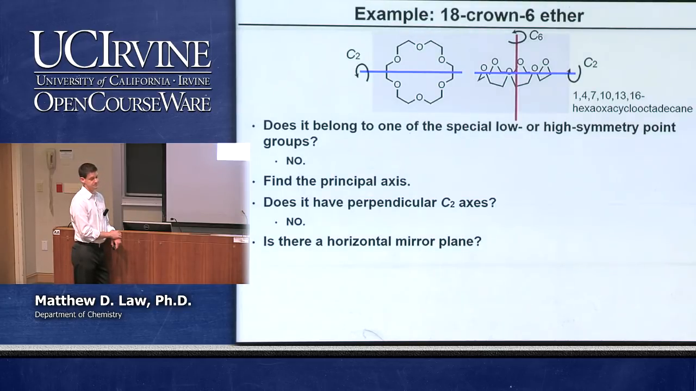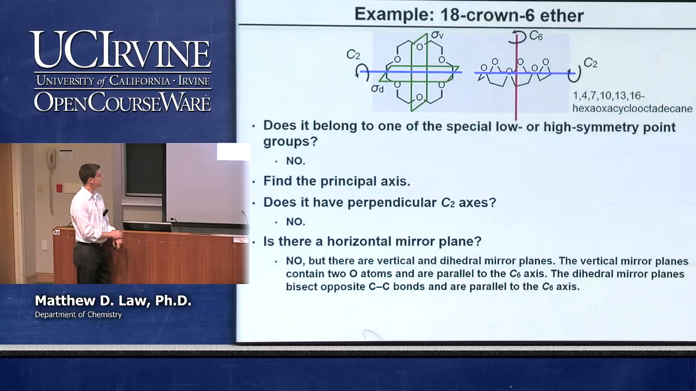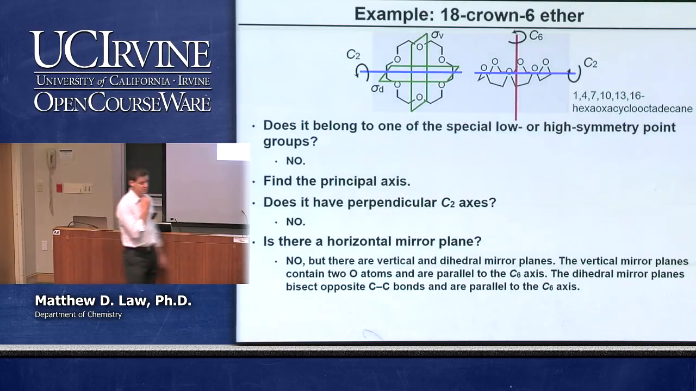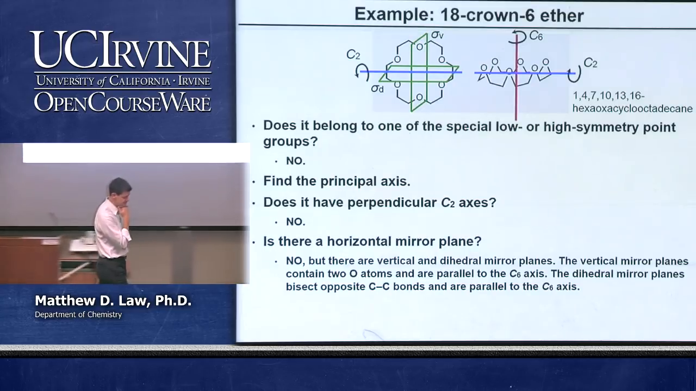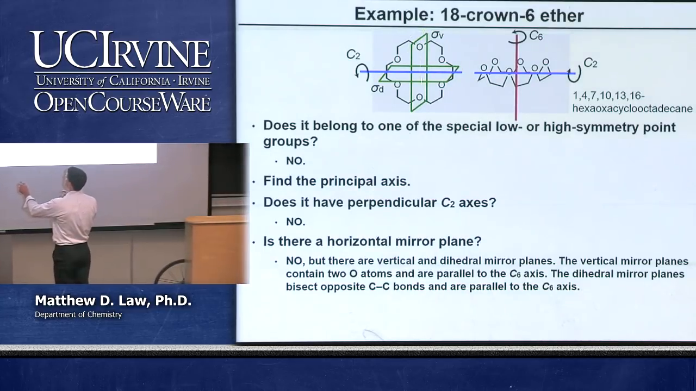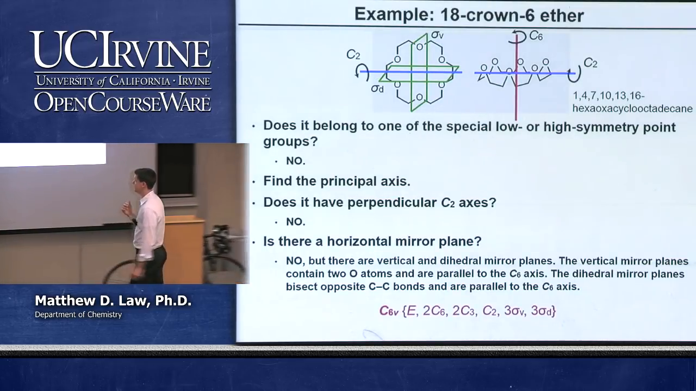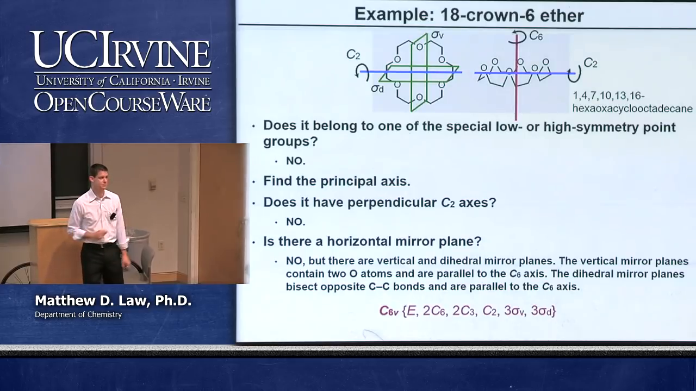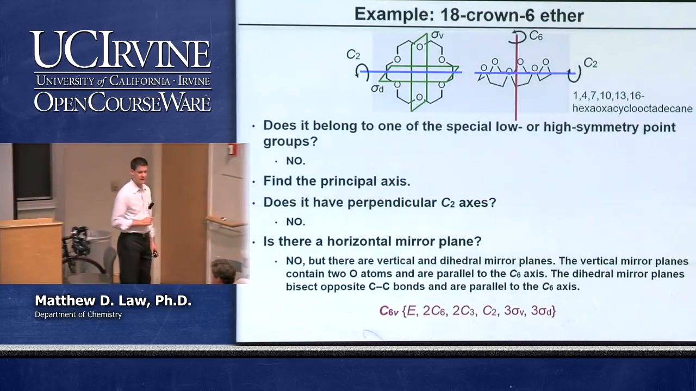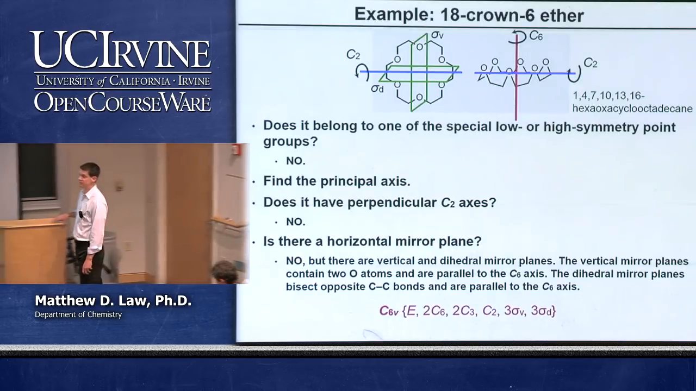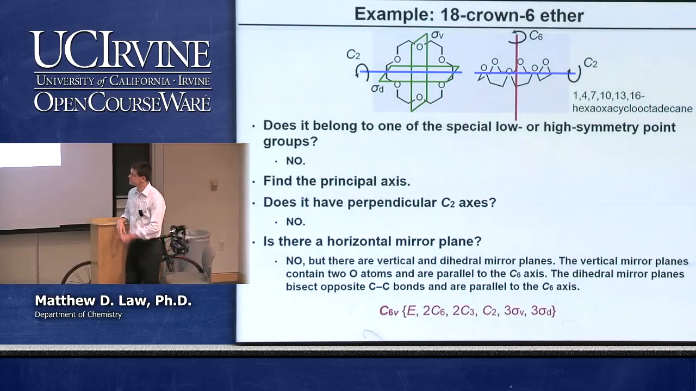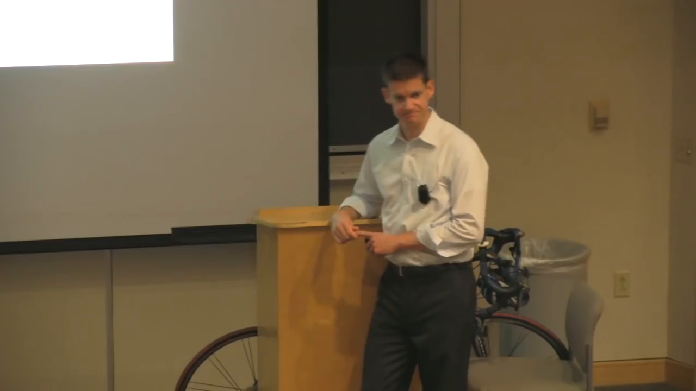Is there a horizontal mirror plane? There's no horizontal mirror plane that's perpendicular to the C6 axis. There are, however, other mirror planes in the molecule. There are vertical mirror planes and dihedral mirror planes: vertical mirror planes passing through the atoms and dihedrals passing between the atoms. Okay? And so what do we have then? We have a C6v point group here. We ruled out the h, we ruled out the D, but we have parallel vertical mirror planes, C6v in this case. Practice assigning point groups, and I'll see you on Wednesday.